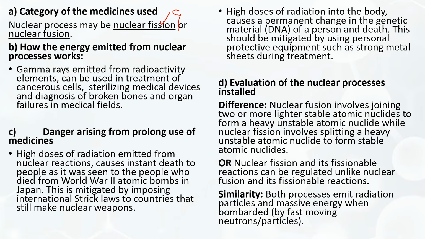Then how the energy emitted from nuclear process works. The energy emitted, we saw that it was the gamma rays. So we talk about how gamma rays work. So we say gamma rays emitted from radioactive elements can be used in treatment of cancerous cells, sterilizing medical devices, and diagnosis of broken bones and organ failures in medical fields. So here is our function, which is very well explained. You have to make sure that our function is very well explained.